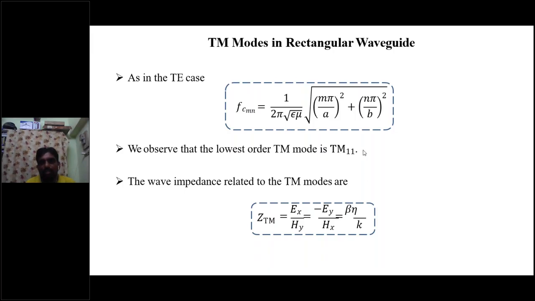Similarly, we take the TM modes, and the lowest will be TM11. The next parameter is wave impedance. The definition of wave impedance is the ratio of the strength of the electric field in one transverse direction to the strength of the magnetic field in the other transverse direction: the electric field in the x direction, the magnetic field in the y direction. If you take the reverse case, it becomes negative, minus Ey by Hx. I will explain the equations later.